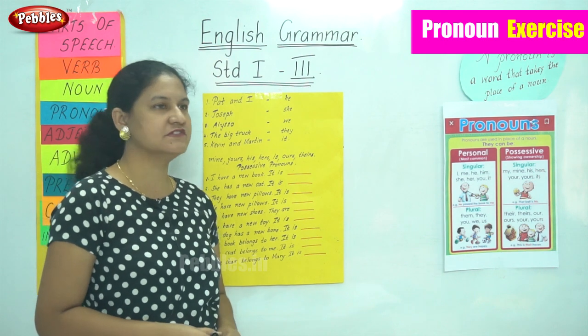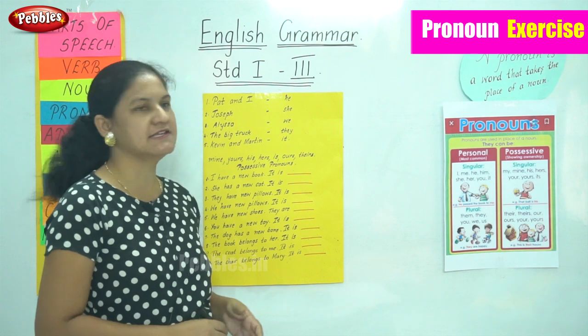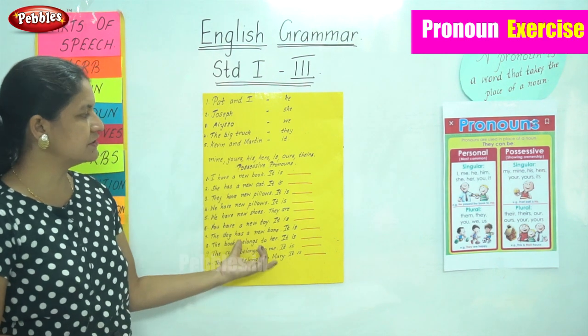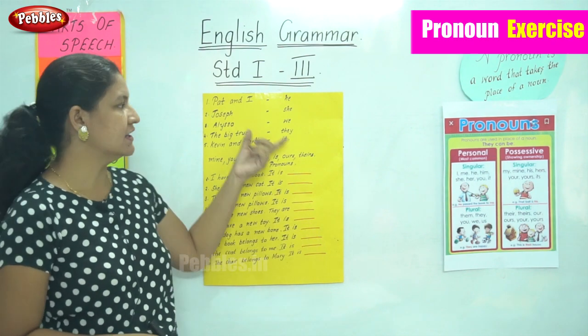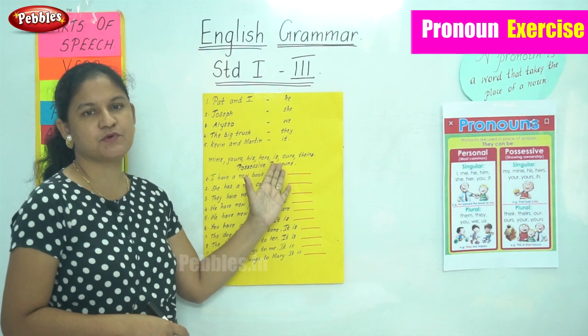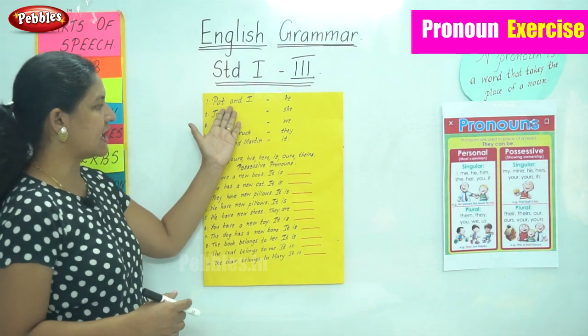So now we have seen what we mean by pronoun. A pronoun is a word that takes the place of a noun. Now we are going to see the different pronouns on this chart. In the first part, I am going to match the correct pronoun with its noun. So I have Pat and I.